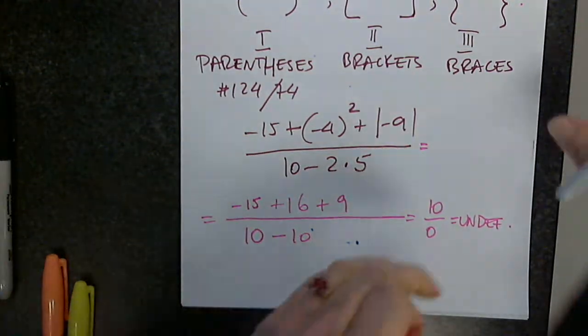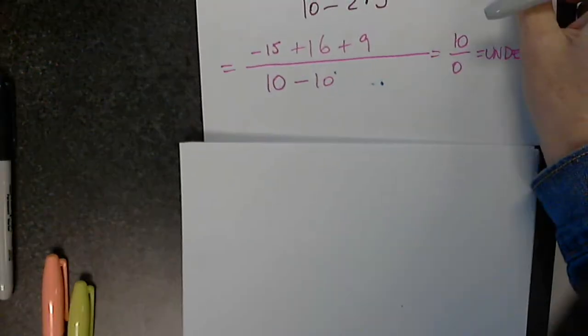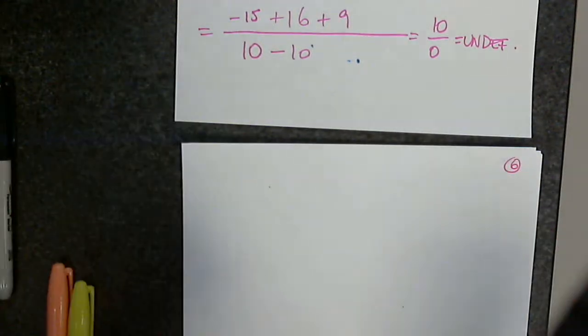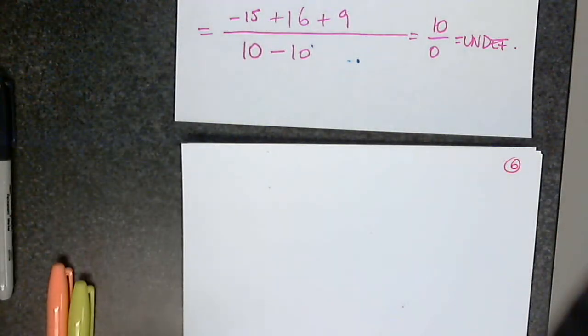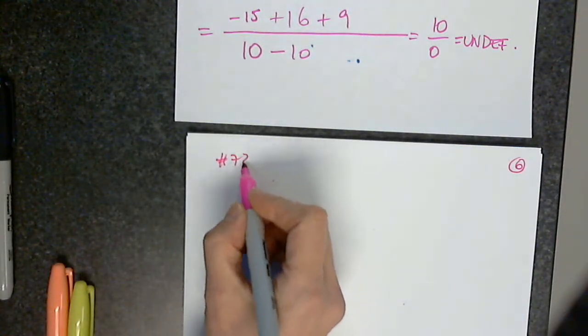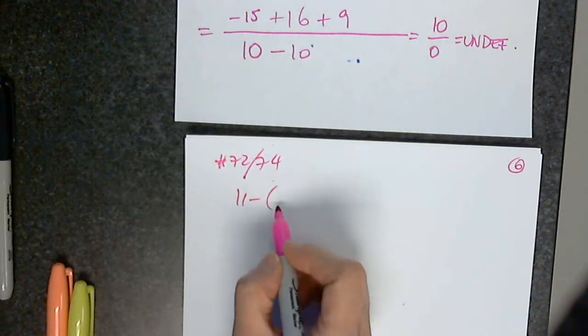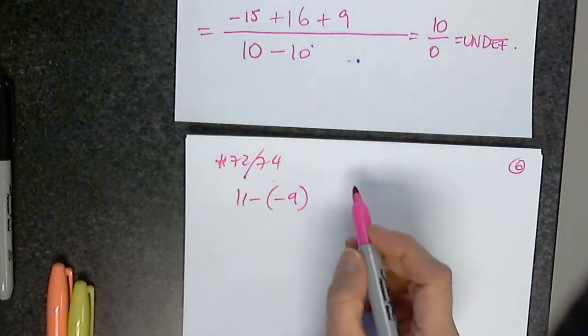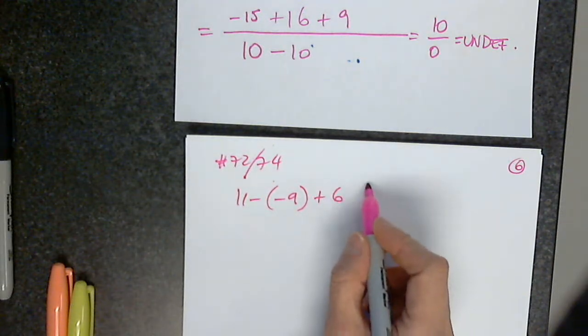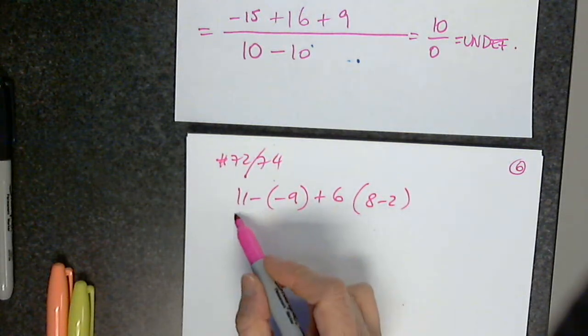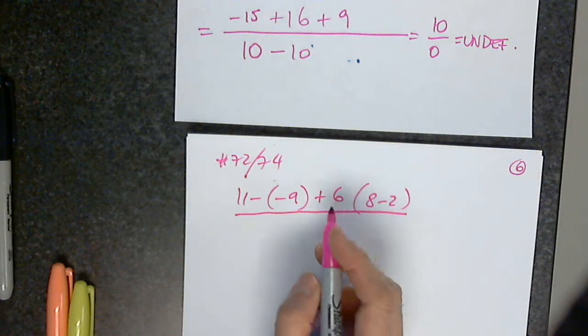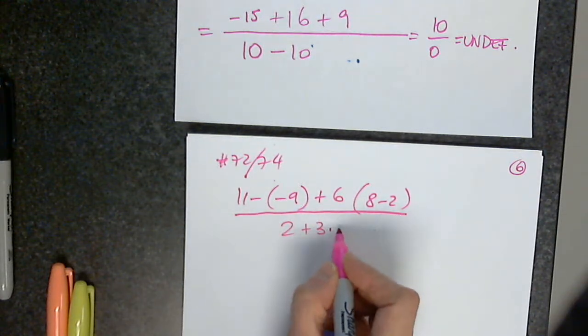72. Now this is your baby. And I'm watching you like a hawk. Here it is. 72. 11 minus negative 9, this is in parentheses, plus 6, in parentheses 8 minus 2, and everything divided by 2 plus 3 times 4.